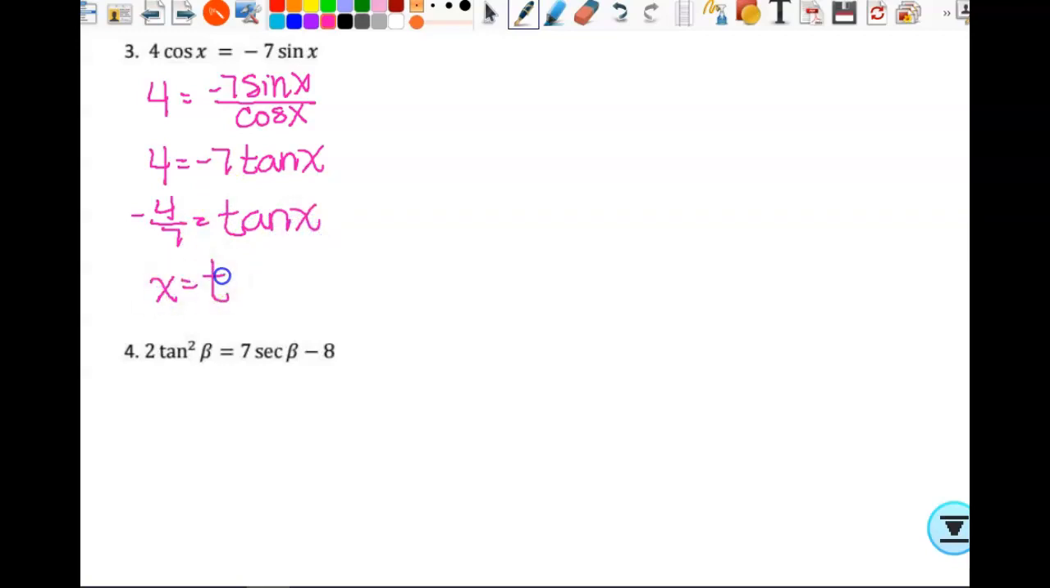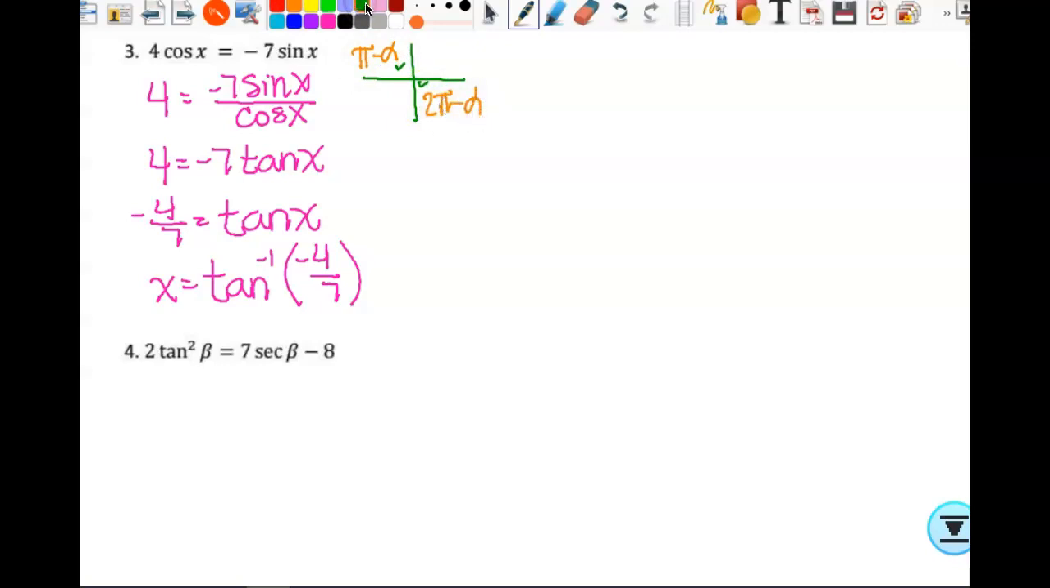So x is equal to the tangent inverse of -4/7. All right, so remember, in the calculator, we're going to put the positive, but we write down the negative because that's what we're actually finding. But that tells us what quadrants we need, right? So when is tangent negative? The second and the fourth, right? Which means we're going to do pi minus alpha and 2 pi minus alpha.